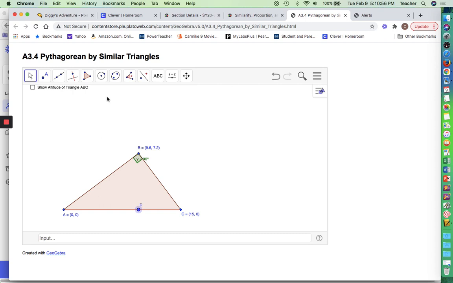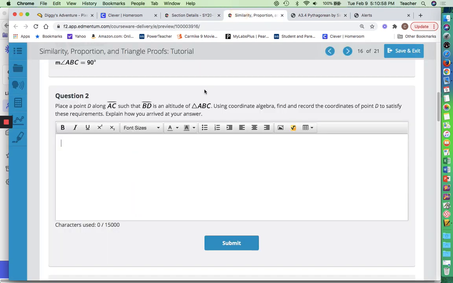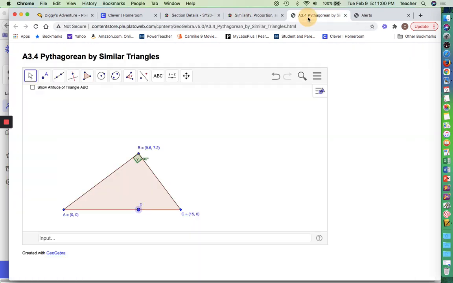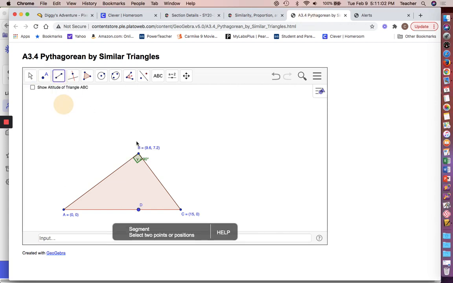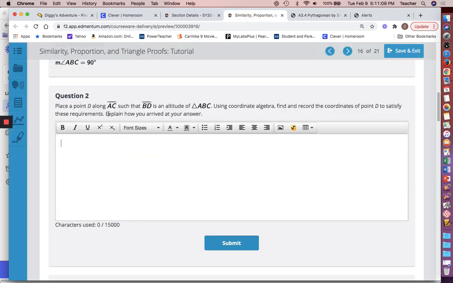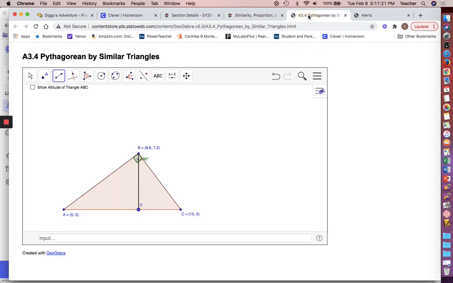So now if I draw, they want a line or a segment? Yeah, they just want a segment. So they want a segment from B to D. So come over here, click on segment, click on B, then D. So there's my altitude. All right, so using coordinate algebra, find and record the coordinates for D and satisfy these requirements. Explain how you derive. Oh, man. Okay, well, I did that before I even realized I had to do that.